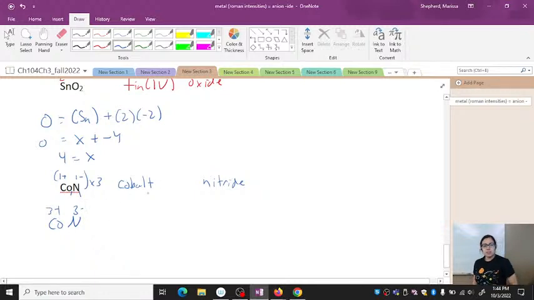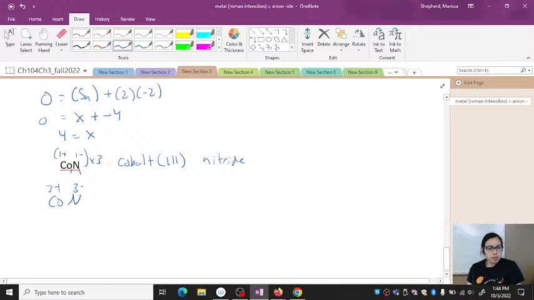So what's our oxidation state of cobalt? So cobalt 3 nitride. And again, for this one, there's also the algebra. So 0 is equal to cobalt plus our nitrogen, which is -3. So 3 equals x.